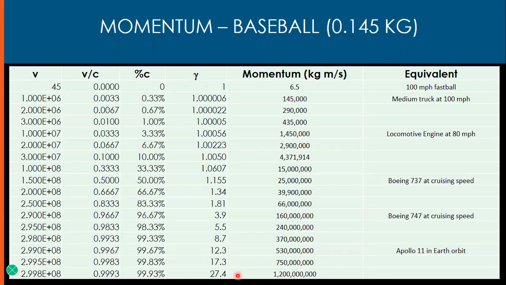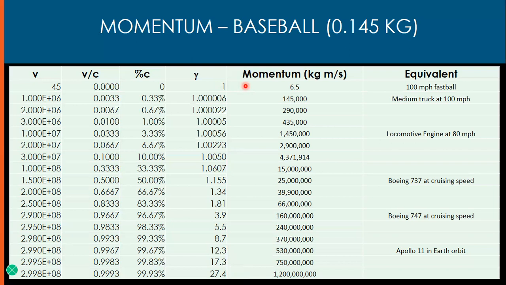Now, let's do something fun. Consider a baseball. A baseball is a bit heavier than an electron. 0.145 kilograms, 145 grams. And we're going to fire this baseball at different fractional values of c. Obviously, we can't go up to 1, but we're going to try to get a little bit close to 1. So pitching a fastball, that'd be about 45 meters per second. In terms of the fraction of the speed of light, it wouldn't register. Gamma would basically be 1. Not surprising, because we're really in the realm of classical physics. Classical physics works fine here. And we get 6.5 kilogram meters per second. That is our 100 mile per hour fastball.